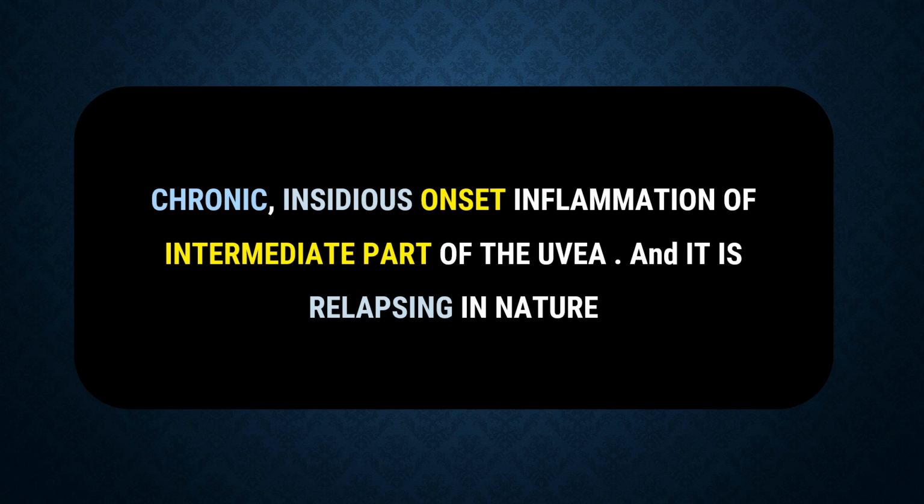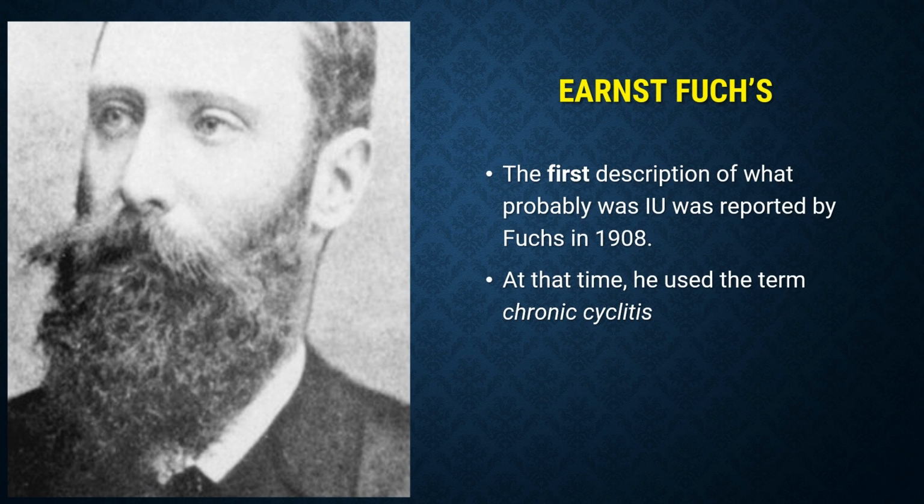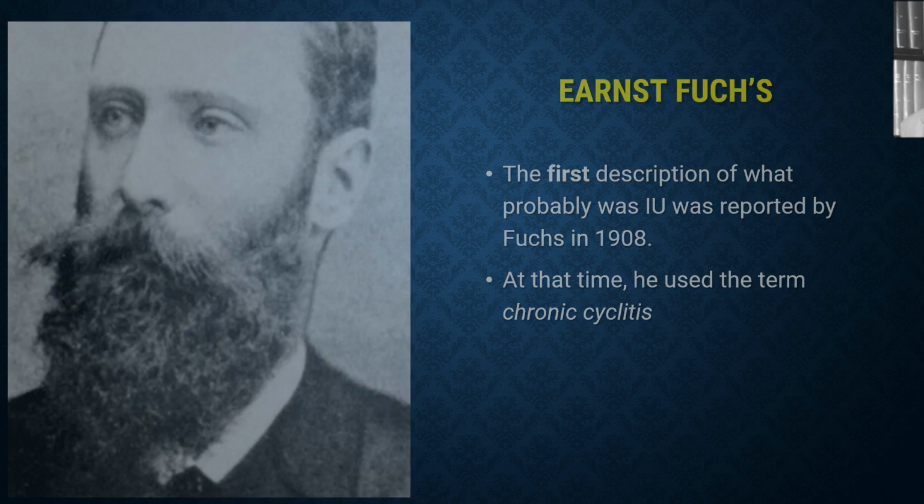Now let us understand some of the history of intermediate uveitis. The first description of what probably was intermediate uveitis, but was not named intermediate uveitis, was given by Fuchs in 1908. At that time, the term that he used was chronic cyclitis, that is the inflammation of the ciliary body. The posterior part of the ciliary body, which is the pars plana, is situated in the intermediate zone of the uveal tract.